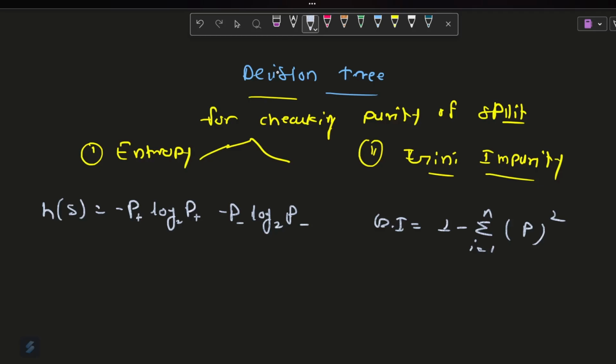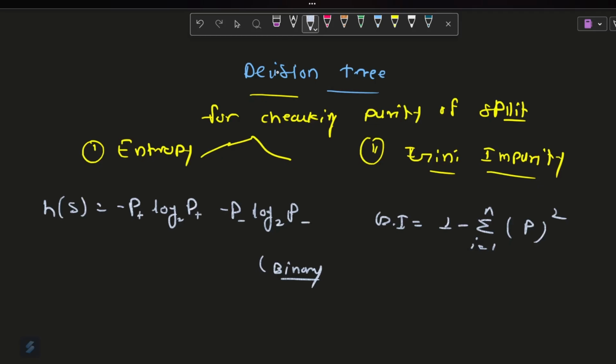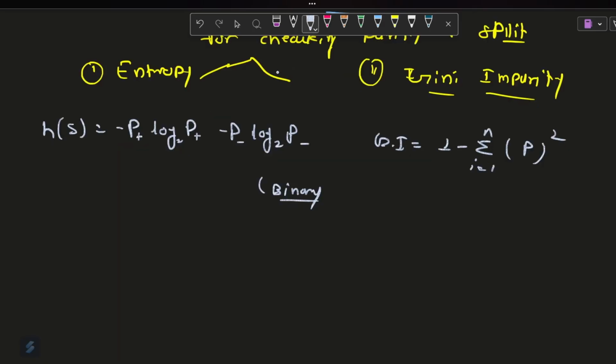So what is the p? P basically is the probability of yes and no, right? Probability of yes, and similarly, this is the probability of no. When we think about binary classification, in that binary case, there is the probability of p, which means the probability of yes, and this is the probability of no. We'll understand the concept as we go forward. So that's the formula for entropy.